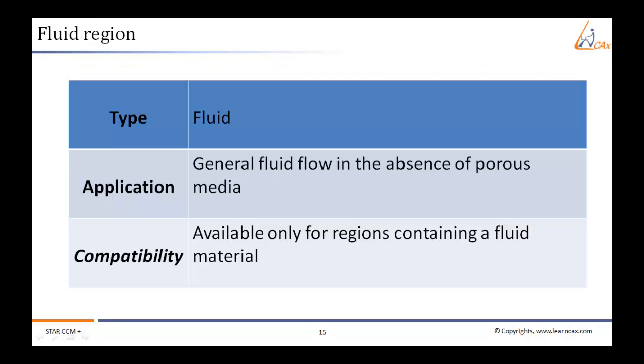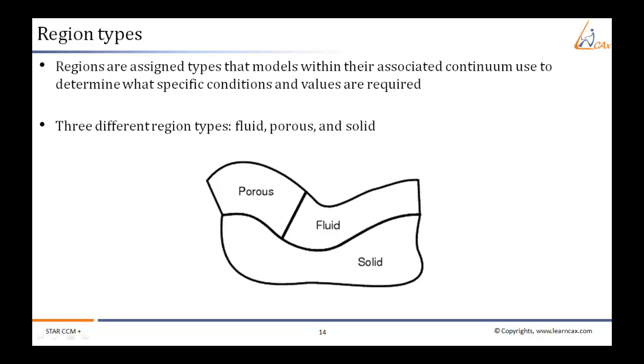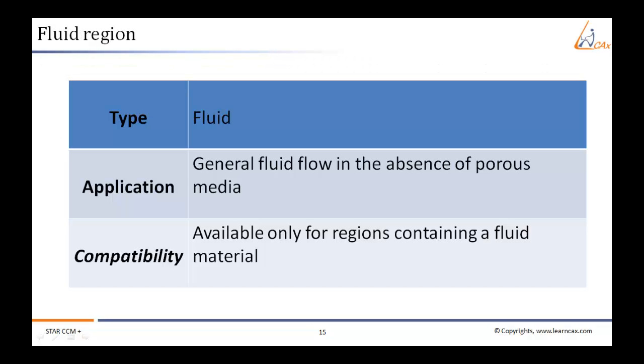Regions that are assigned to gas or liquid continua are automatically assigned the fluid type. The physics models such as flow, energy, and turbulence make the appropriate modeling assumptions which govern flow in these regions. They are applicable for general fluid flow in the absence of porous media. They are available only for regions containing a fluid material.